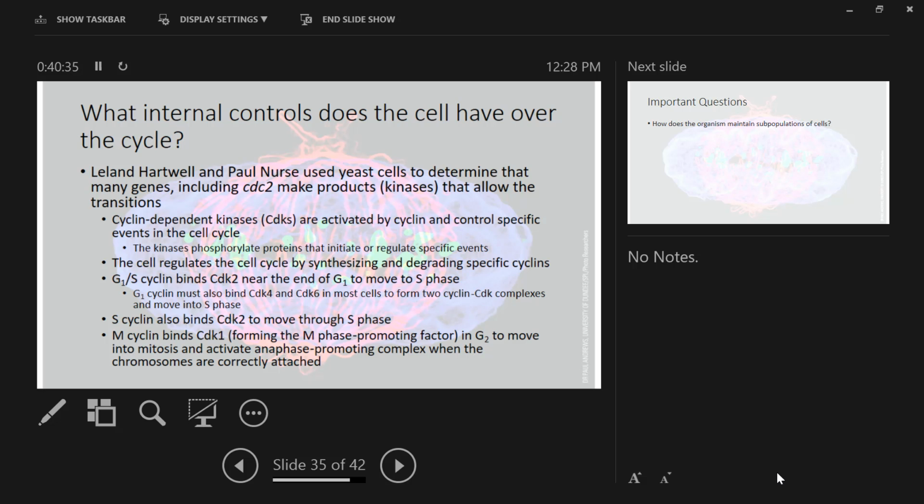You mentioned on the quiz CDK3. Yep. So the question on the quiz says which CDK is not required, and as far as I know, there is no CDK3. Oh, really? Yeah. There may be a CDK3 involved in something else, but it's not involved in the cell cycle. Gotcha.